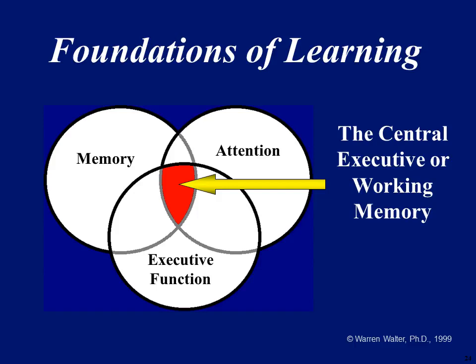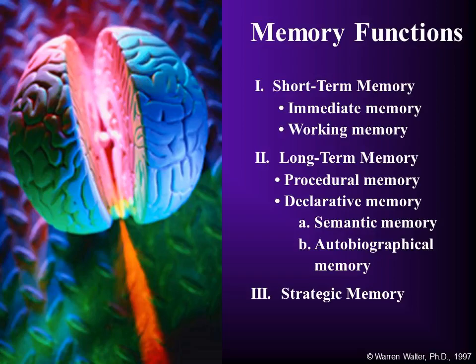Now, as you see, this is a Venn diagram, and in the red is where basically the central executive resides. It's part of memory, attention, and executive functions. We also call that central executive our working memory. And I know that you've heard a lot about that because everybody talks about it. But before we get back to that, let's just take a look at the memory functions.